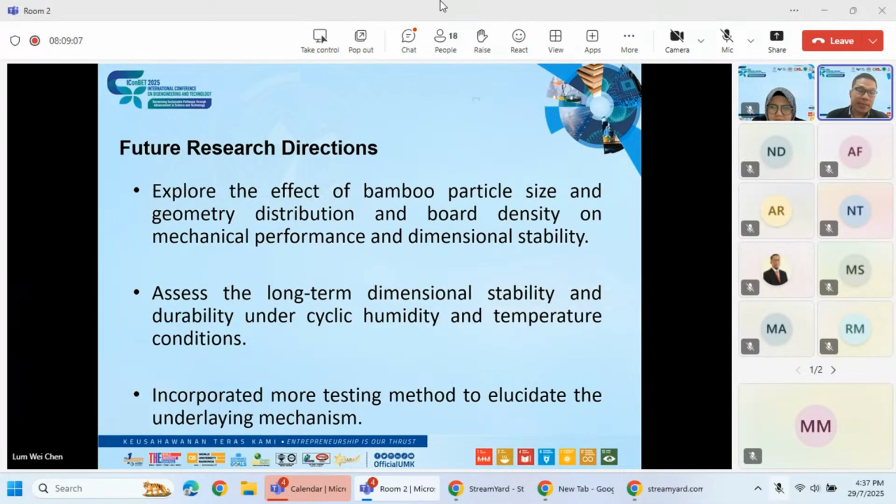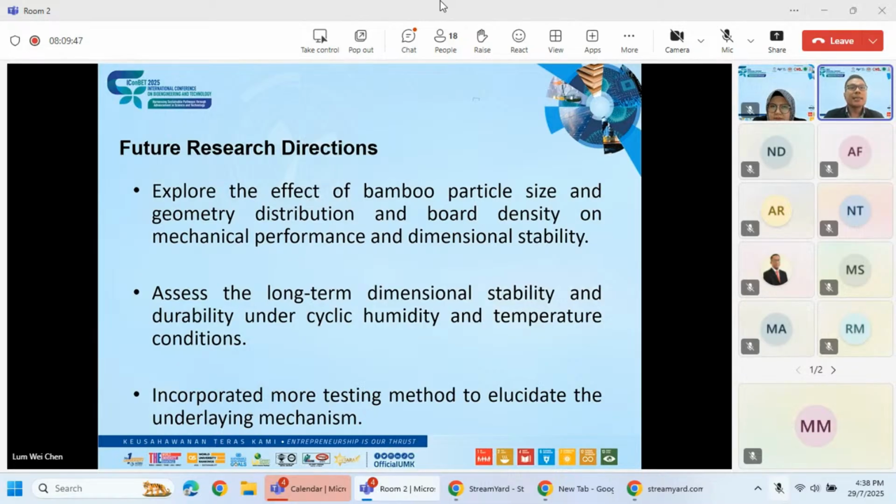We can do accelerated testing, UV testing, in order to test how our particle board produced with this green adhesive performs compared to the conventional urea formaldehyde particle board. And the next one: in this study, this is just a very preliminary and fundamental study, so we only tested the mechanical properties and dimensional stability. So in future research, we might want to carry out more testing to study the underlying mechanism.